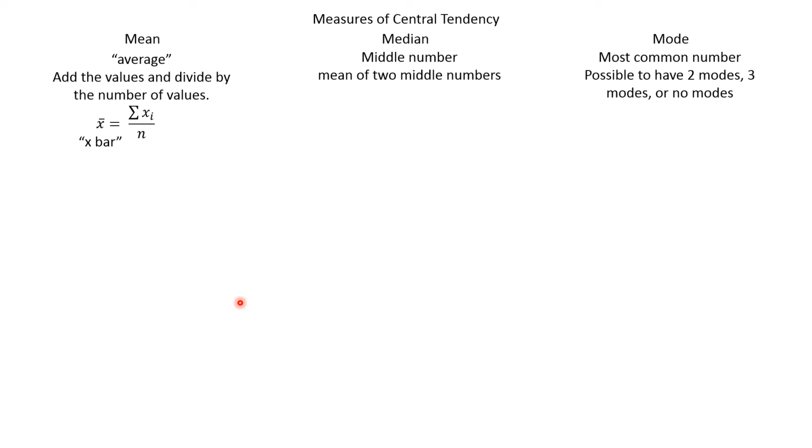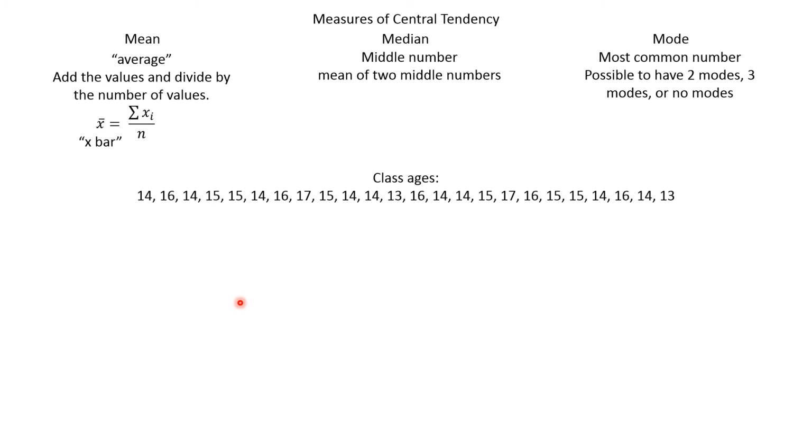If you have more than 2 or 3, or there's no number that really stands out as being the biggest, then it's just no modes. And so let's get some data to find these things. We're going to get the ages of everybody in the class. And so tell me your age real quick.